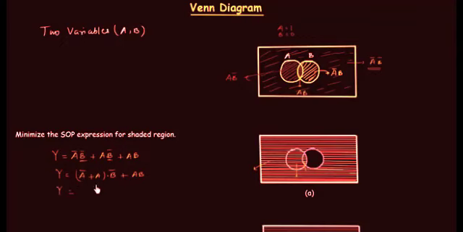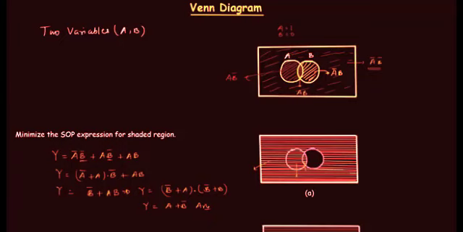A complement or A is 1. 1 and B complement is B complement or AB. Now I will use distributive law and I will have B complement or A and B complement or B. B complement or B is 1. So finally I am having A or B complement, and this is our answer.